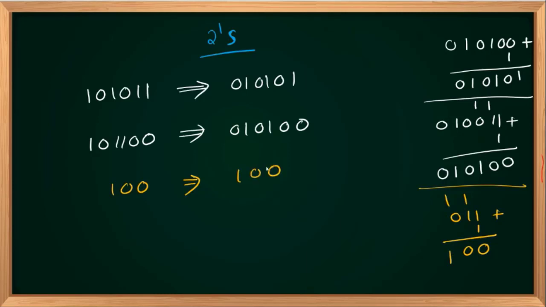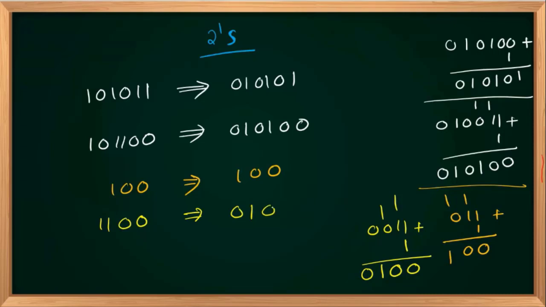If I'm taking 1 1 0 0, I should take its 1's complement first, 0 0 1 1. Then add a 1. 1 plus 1 is 0, carry 1. 1 plus 1 is 0, carry 1. 1 plus 0 is 1. So this is nothing but 0 1 0 0.